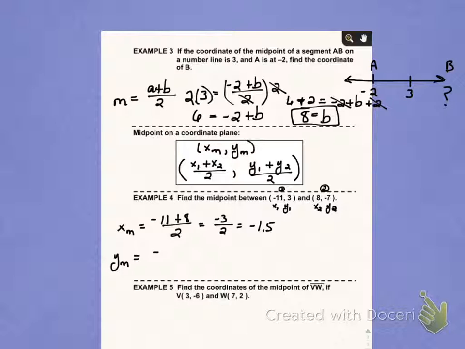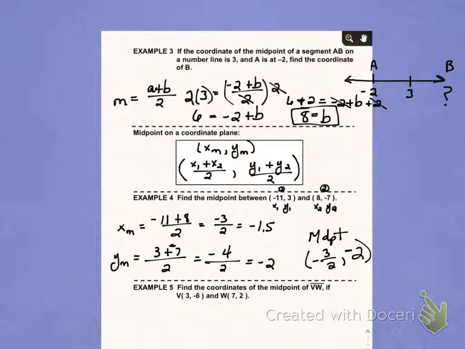So for your Y's, you have positive 3. We have 3 plus negative 7, divided by 2. And so that's going to be negative 4 divided by 2, or negative 2. Okay. So the coordinates of your midpoint then, when you want to find your midpoint, it's a point on a graph, so it has x, y. It's negative 3/2, negative 2. And that's your answer.